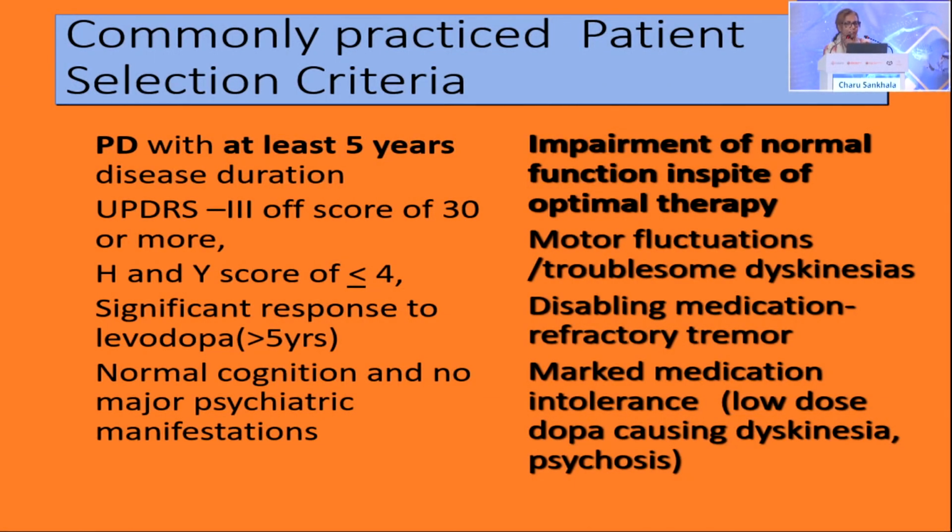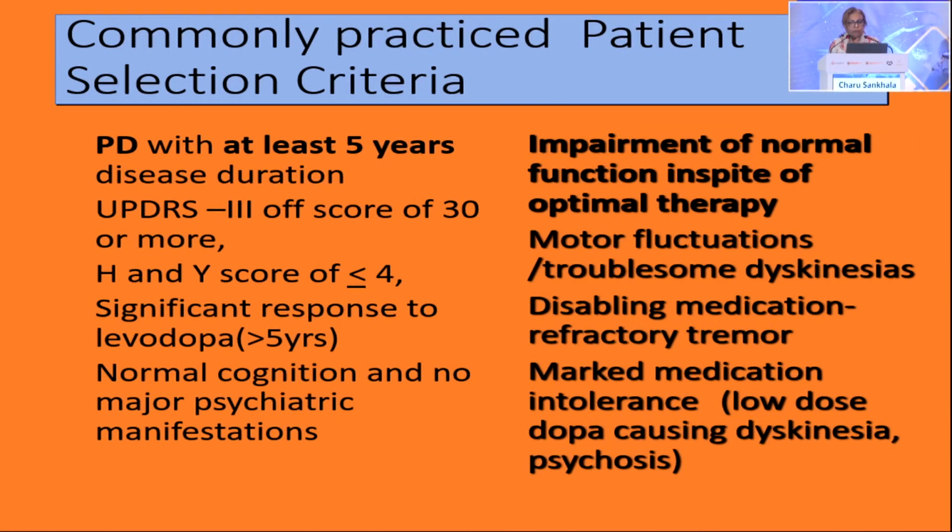How do we select the patients? So the standard selection criteria: PD should be at least 5 years of disease. Why? Because then we don't do it on atypical parkinsonism. By then, the atypical parkinsonism would significantly worsen, would become wheelchair bound, or would be bed bound. UPDRS3 off score should be more than 30, and Hoehn and Yahr score should be less than 4. Significant response to levodopa. This is very important. The patient should have 50% reduction in the UPDRS after a single correct dose of levodopa. Patient should have normal cognition and no major psychiatric manifestation.